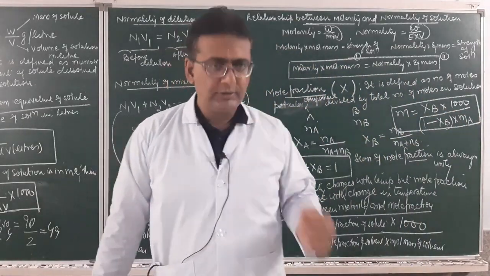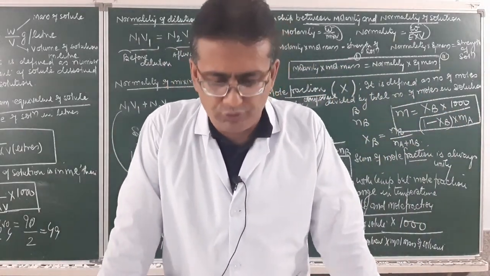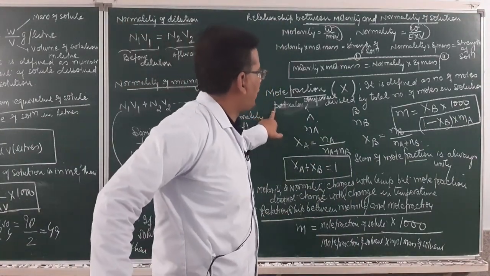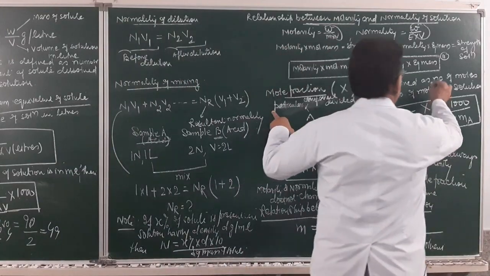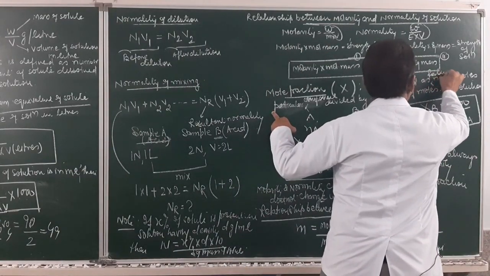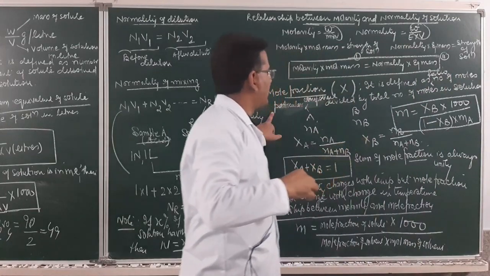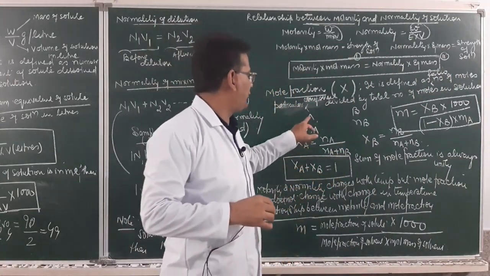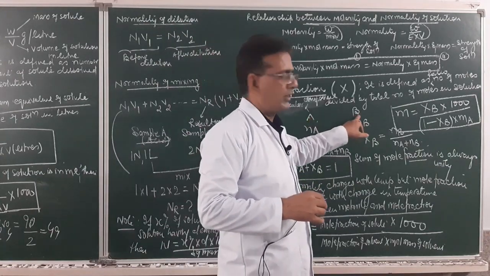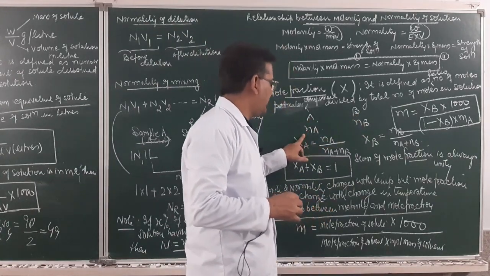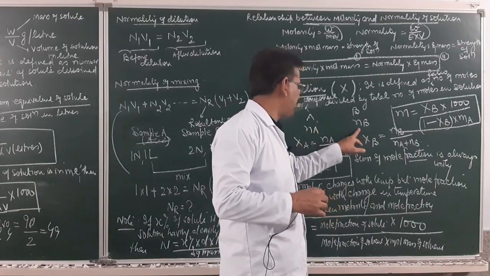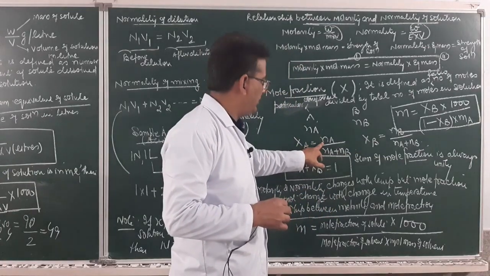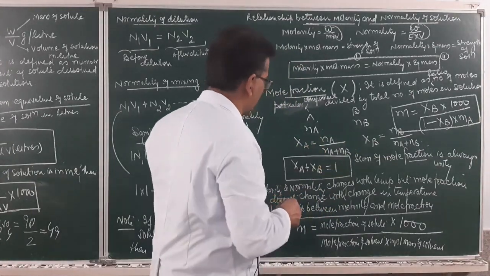I think the things must be very, very clear to you. So what is mole fraction? It is defined as the number of moles of a particular component divided by the total number of moles in a solution. Suppose we have a solution of components A and B. The number of moles of component A is Na, the number of moles of component B is Nb. So what will be the mole fraction? Number of moles of this component divided by the total number of moles in the solution.